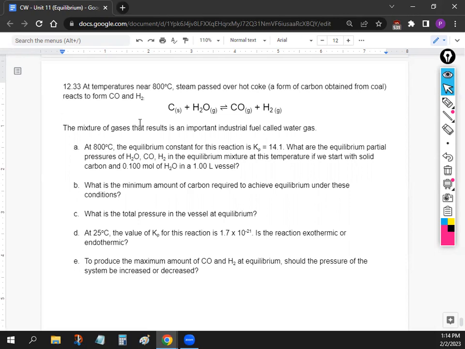And you see the reaction right there, okay? So this mixture of gases results in an important industrial fuel called water gas. That's not too important, just some basic info. Okay, this is the part where we start the problem.